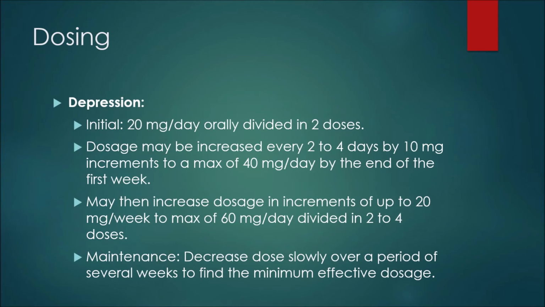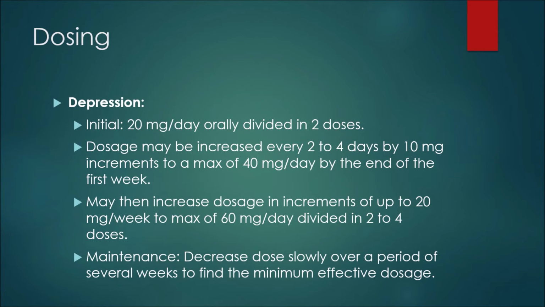Now let's discuss dosing with isocarboxazid. So in the treatment of depression, the initial dose would be 20 milligrams per day, orally, divided in 2 doses. The dosage may then be increased every 2 to 4 days by 10 milligram increments to a maximum dose of 40 milligrams per day by the end of the first week.